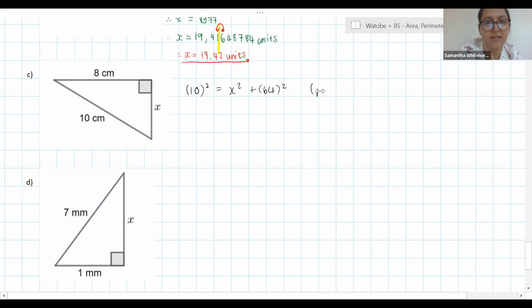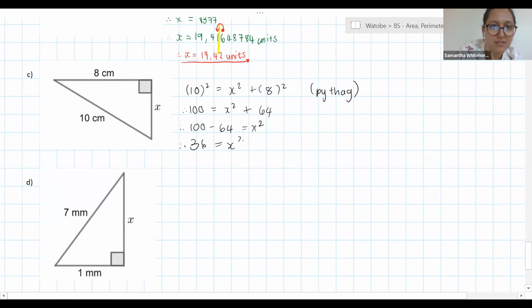Yeah, keep going. Plus sine squared. 100 minus 64 equals sine squared. And then 36 equals sine squared. Square root, 6 centimeters. Okay, cool. I'm getting there. I'm sorry, it's taking me so long today. I also can't write the numbers down. No, you are perfect. Thank you, ma'am.